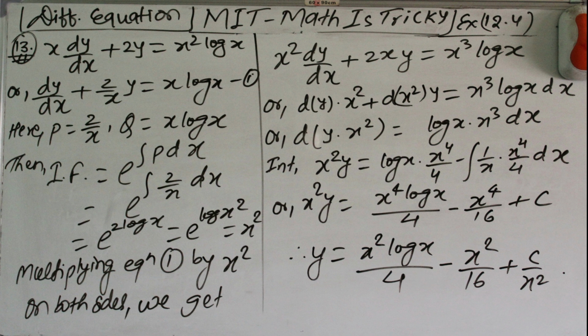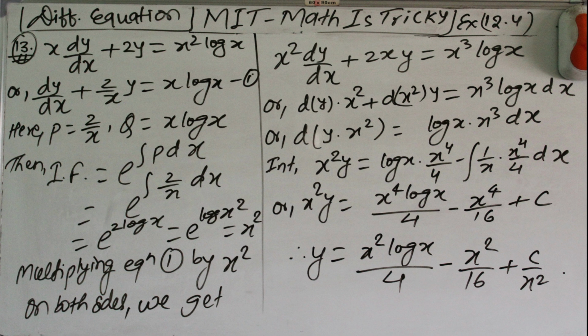q equals x log x. Let's find the integrating factor, which is e power integration of p dx, which gives e power integration of 2 by x dx, which is 2 log x. E power 2 log x means e power log x square, which is x square. Multiplying equation 1 by x square on both sides, we get x square dy by dx plus 2x into y equals x cube log x. Now we can write the left hand side as the derivative of y into x square, and the right hand side will simply be x cube into log x dx.